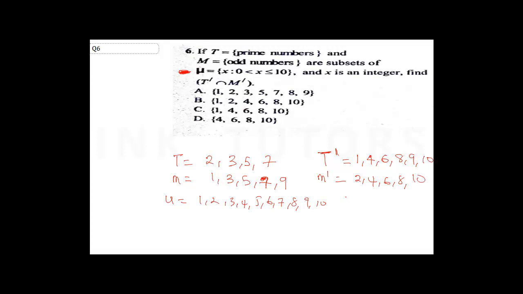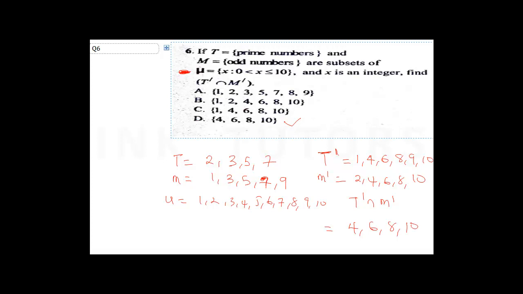Now t prime intersection m prime means those numbers that you can find in both of them that are common. So we can find 4 is common in both, 6 is common in both, 8 is common in both, and 10 is common in both. Therefore our final answer is going to be D.